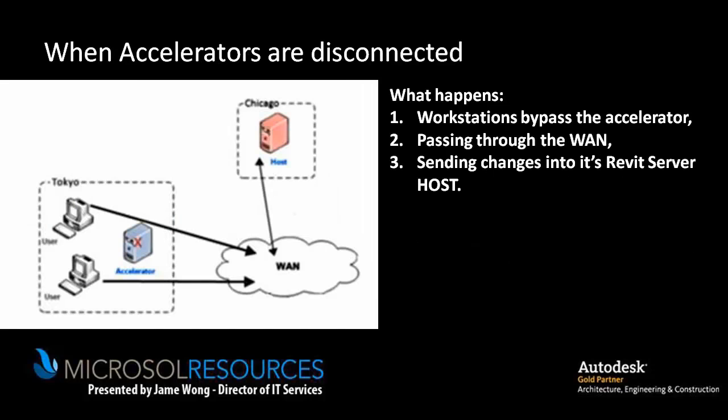So we all know IT issues happen all the time. So what happens when the accelerators are disconnected? Because there are references to the host in the workstation, Revit Architecture will bypass the accelerator, passing information through the internet to reach the Revit Server host. As long as there is an internet connection, you can be sure that users will have the latest Revit model.